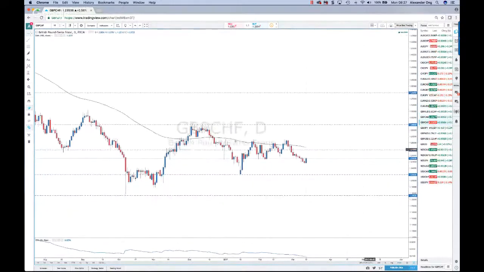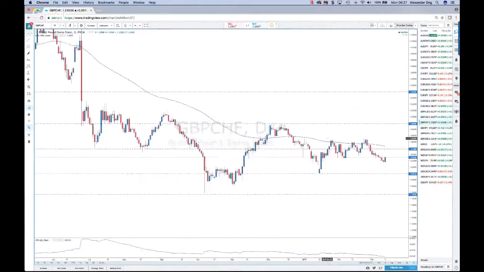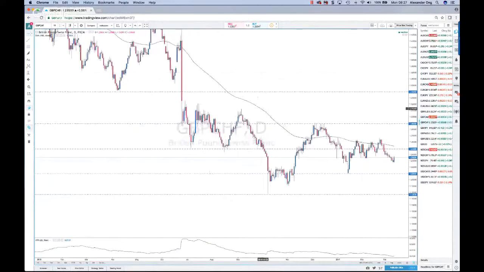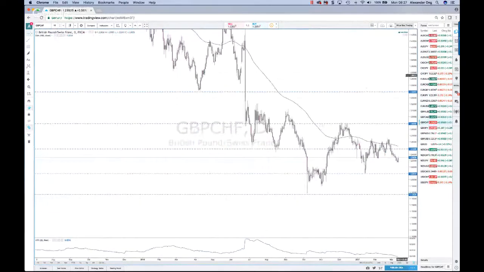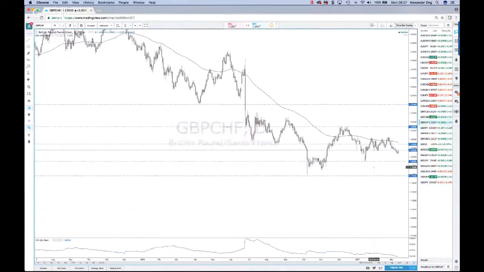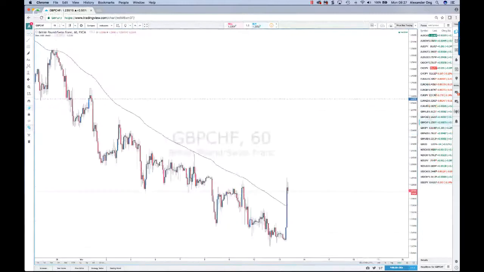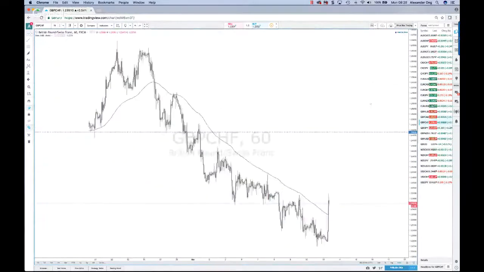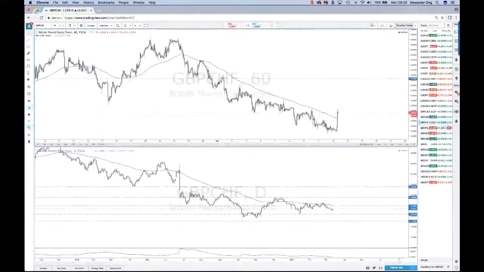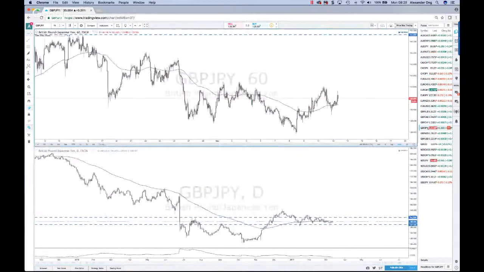Pound Frank, definitely bearish in terms of an opportunity to trade. You might be able to get a nice pullback on the 1 hour time frame, but at the moment on the daily, even that actually is ugly. I would say stay away from the Pound Frank.